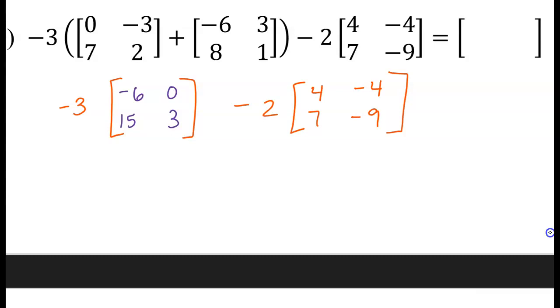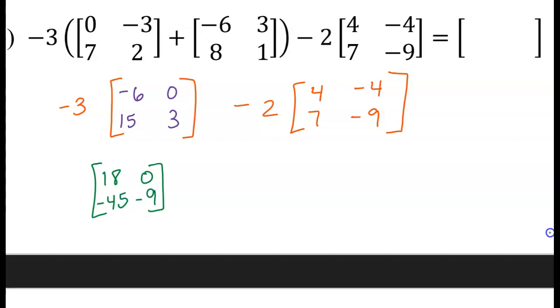All right, then we can go ahead and distribute. So I'm going to distribute the -3 to everything inside of my parentheses. -3 times -6 is 18. -3 times 0 is 0. -3 times 15 is -45. And -3 times 3 is -9.